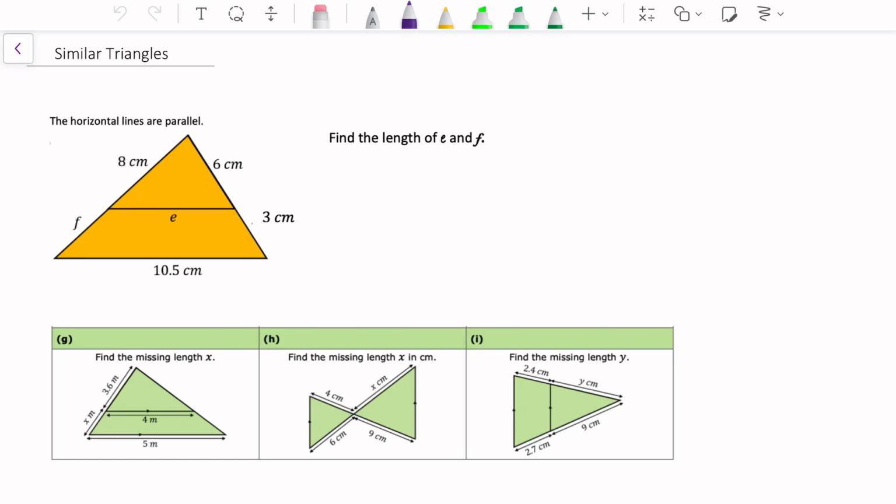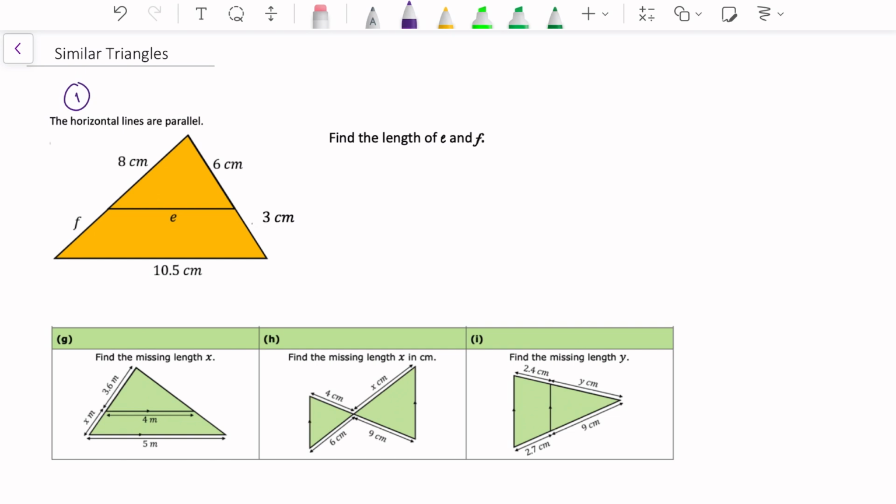So today we'll be solving some problems using similar triangles. Remember, similar triangles are triangles that have the same angles and they are the same shape, but the one is going to be bigger or smaller than the other, and the sides are in proportion. So in this case, we're trying to find E and F in question 1.